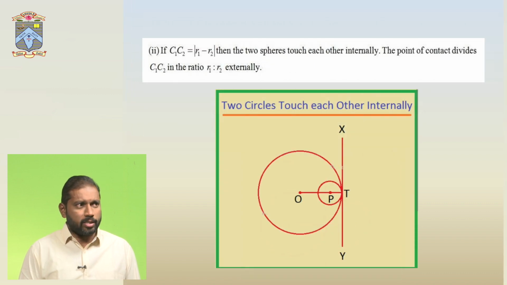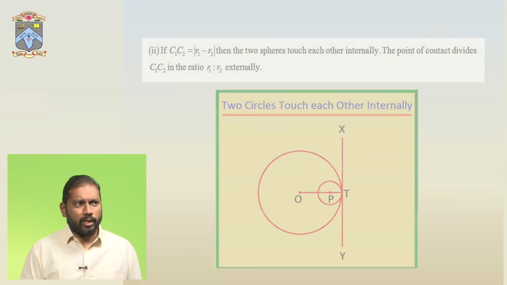Another condition is, if C1C2 = |R1 - R2|, then the two spheres touch each other internally. Then the point of contact divides C1C2 in the ratio R1 : R2 externally.